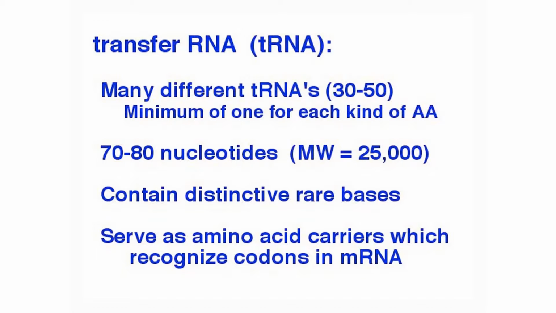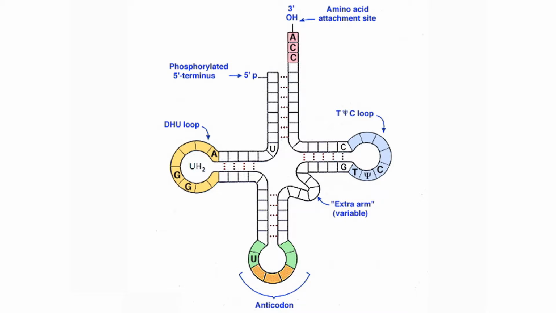These are small structures, only 70 to 80 nucleotides in length, and they do contain distinctive rare bases that we will look at. They also, of course, not only carry, but serve as carriers which recognize the codons in the mRNA. This is a diagram of a tRNA, or transfer RNA. There are 3 stem loop structures in all tRNAs. We'll talk about each one of them in turn.